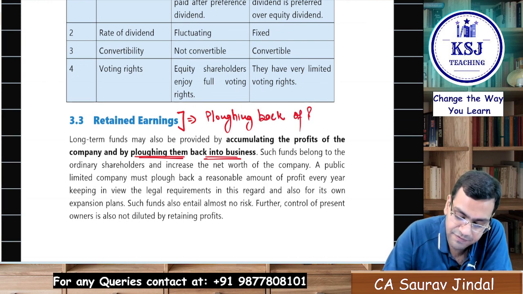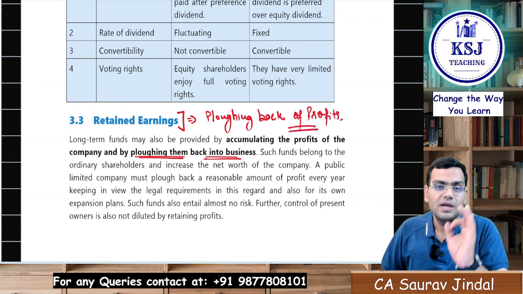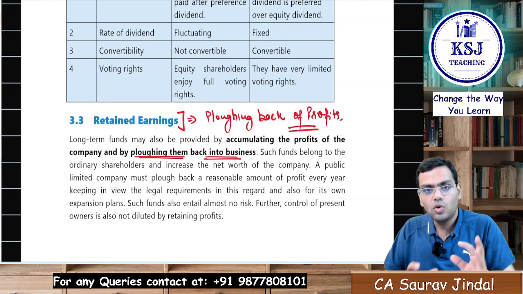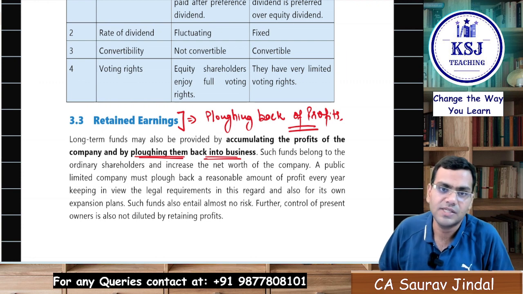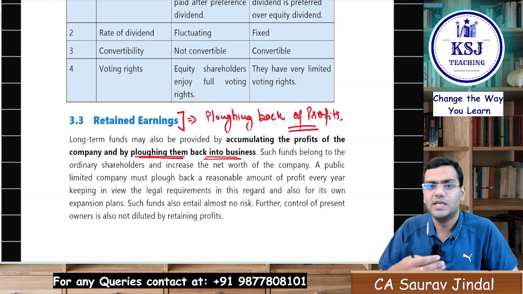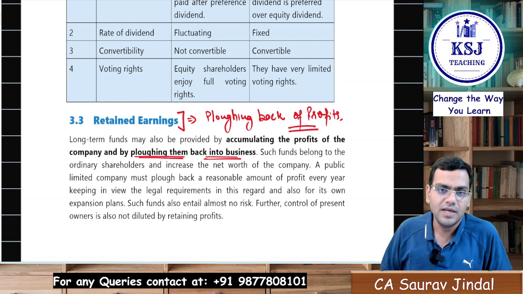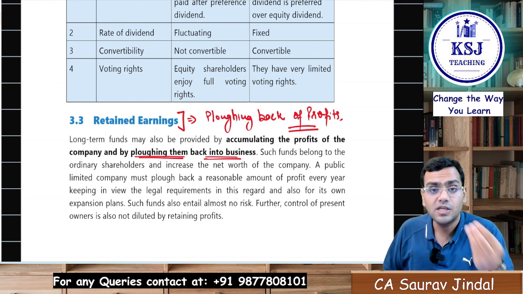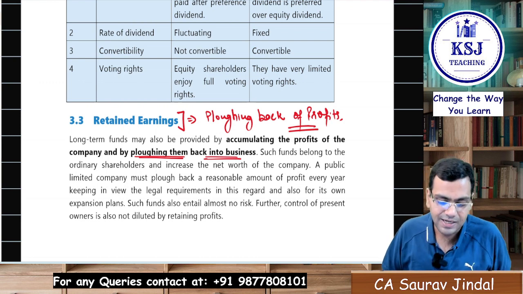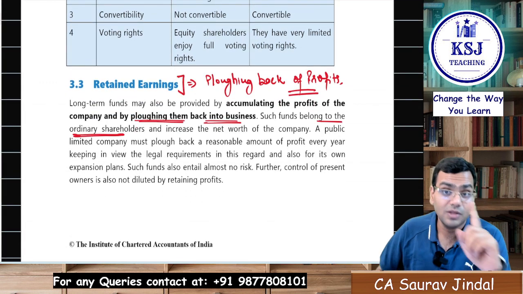Plowing back of profits, it means that when you do not distribute 100% of the earnings to the equity shareholders, right? You hold back a certain part of the profits and you use that money for the purpose of the business, maybe for the expansion purpose, for buying a new asset, or for any other reason, right? So it is known as plowing back of the profit, is using our own profits in the business for expansion and everything, right? That is what is retained earnings. Such funds belong to the ordinary shareholders, not to the preference shareholders.